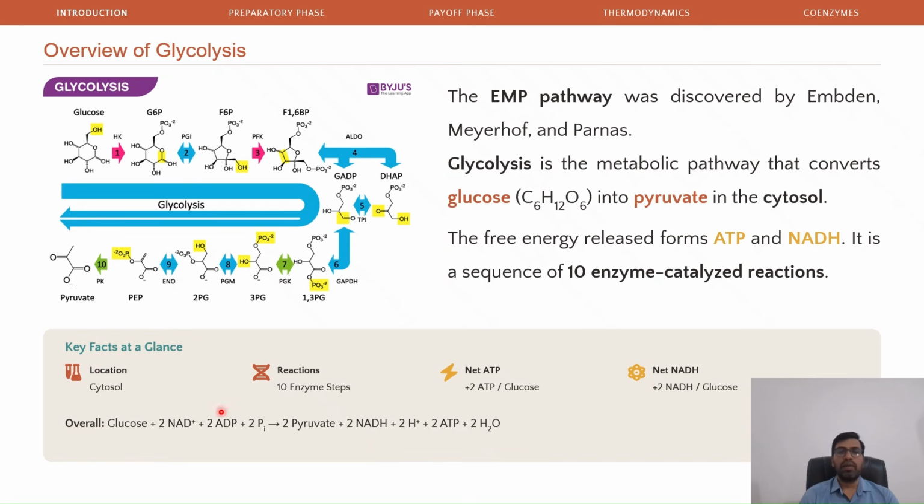The overall reaction of this glycolytic pathway can be given in this balanced chemical equation, where you can see glucose in the presence of 2 NAD+, 2 ADP and 2 Pi, with the aid of 10 enzymes, will get converted into two molecules of pyruvate, two molecules of NADH plus 2H+, two molecules of ATP and two molecules of water.